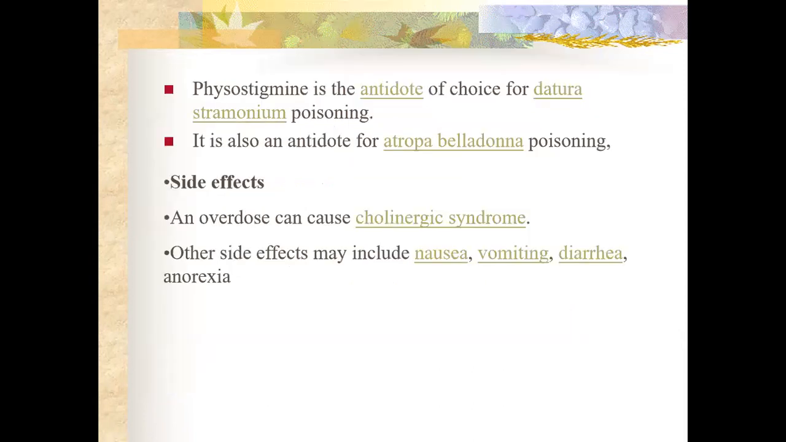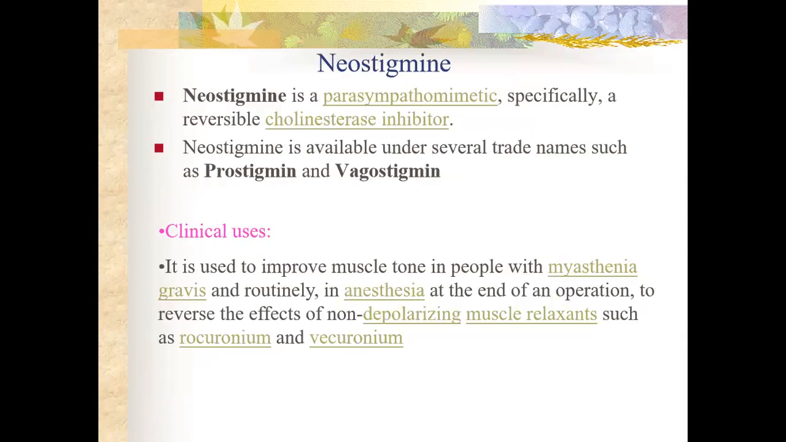Physostigmine is an antidote of choice for Datura stramonium poisoning and curare, and it is also an antidote for Atropa belladonna poisoning. Coming to the side effects, the overdose may cause cholinergic syndrome, and other side effects include nausea, vomiting, diarrhea, and anorexia.